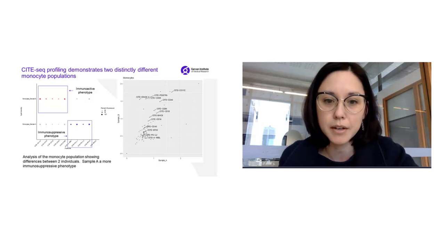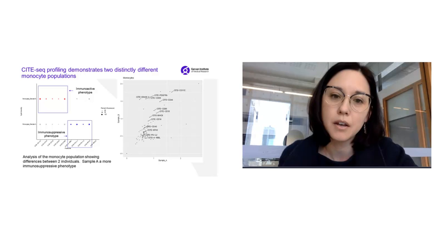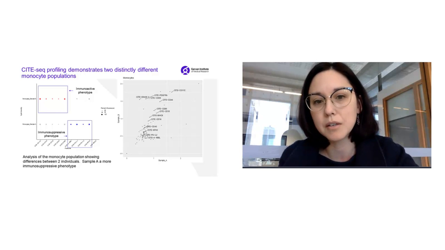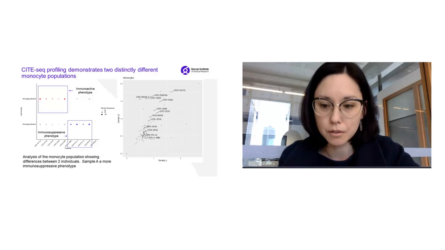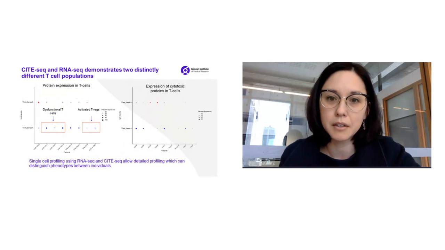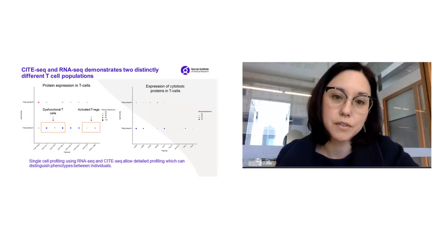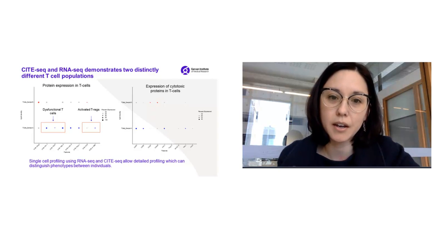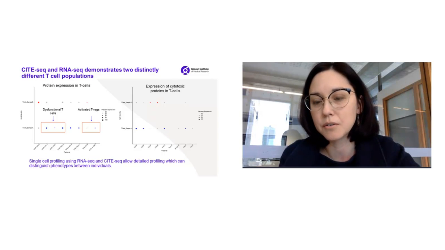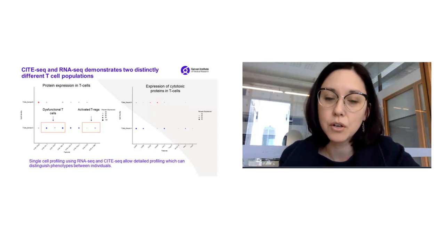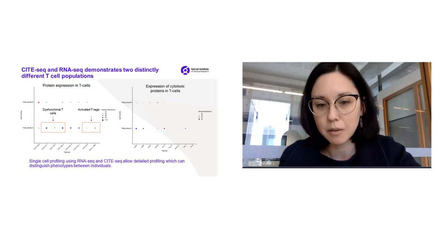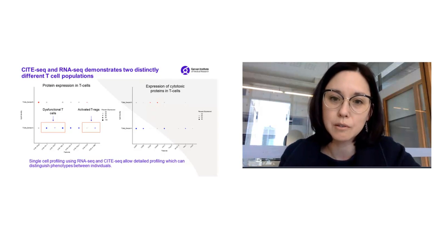So this is looking at some CITE-seq data. You can see in patient B, we have a much more immunoactive phenotype in the monocyte population, as opposed to the immunosuppressive phenotype seen in patient A. And the scatter plot is just a different way of looking at that same data. When we look at the protein expression in the T cells, you can see again that patient A has a population of dysfunctional T cells and activated T regulatory cells, and that the expression of cytotoxic protein in the T cells was different between the two. So I was satisfied that we can actually demonstrate inter-individual differences.